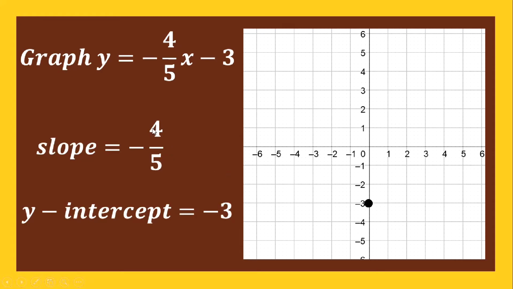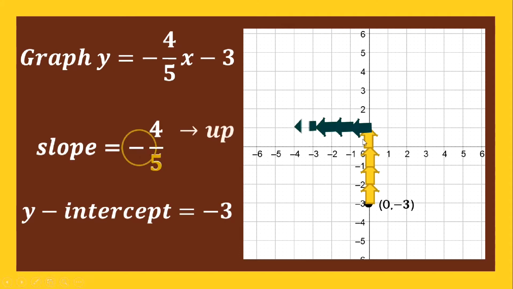Since ang ating rise dito is this 4, mag-up tayo ng 4. From this point, taas tayo ng 4. We have 1, 2, 3, 4. Now, consider naman natin ang ating run, which is 5. And since we have a negative slope, magla-left tayo ng 5. So, we have 1, 2, 3, 4, 5. Then, plot lang natin yung other point dito and connect those points. Okay po. Next, last example for this method.